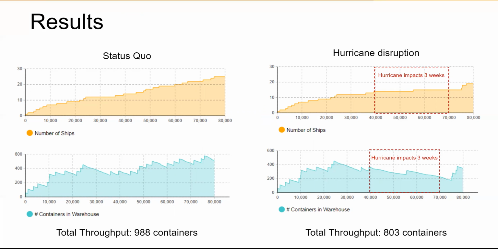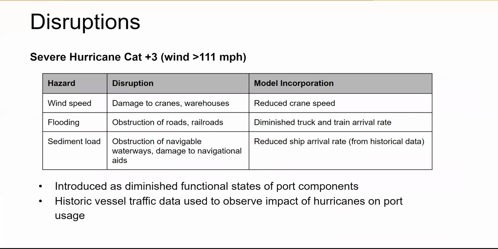The results show a decrease in port throughput capacity of around 20% for containers over the 2-month period due to the 3-week-long disruption caused by the hurricane and the recovery period. These types of losses would be detrimental to any port facility. This model also does not account for direct losses due to damaged equipment, so it is clear that the impact of hurricanes on container cargo imports is significant.